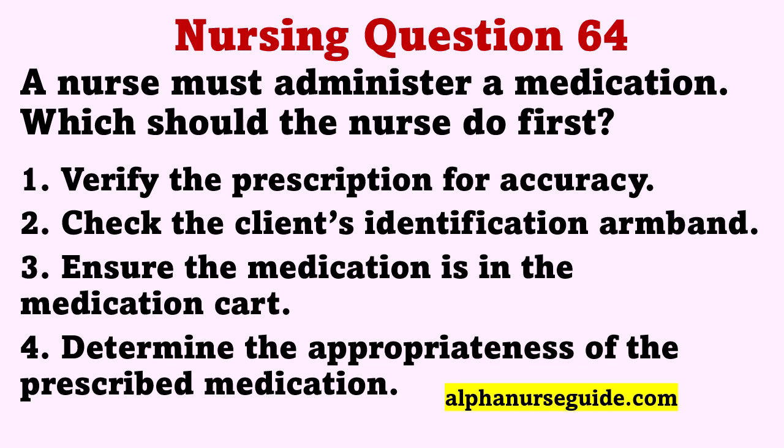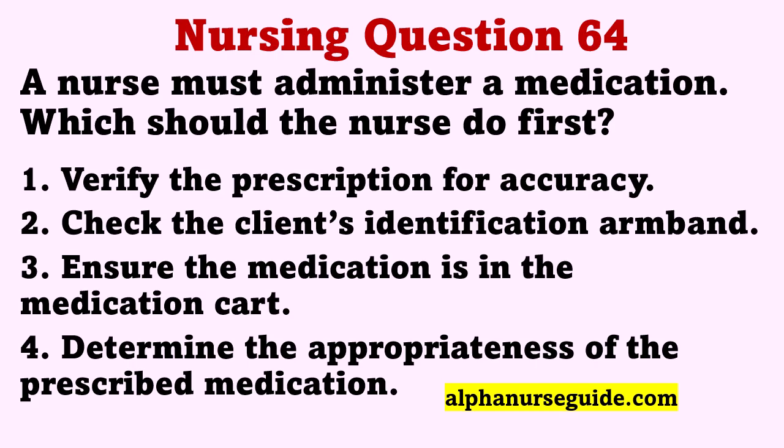1. Verify the prescription for accuracy. 2. Check the client's identification armband. 3. Ensure the medication is in the medication cart. 4. Determine the appropriateness of the prescribed medication. The correct answer is 1. Verify the prescription for accuracy. The administration of medications is a dependent function of the nurse. The primary healthcare provider's prescription should be verified for accuracy.